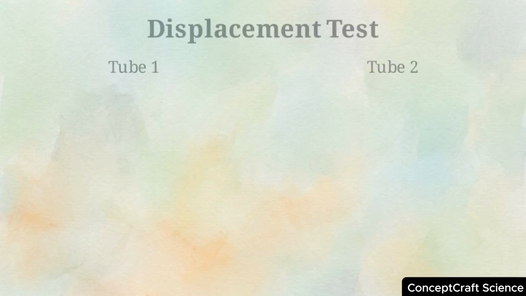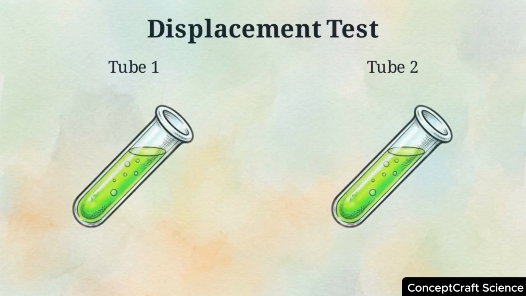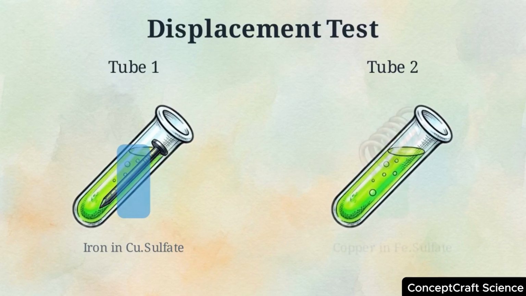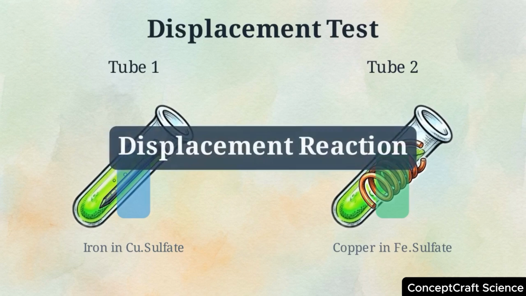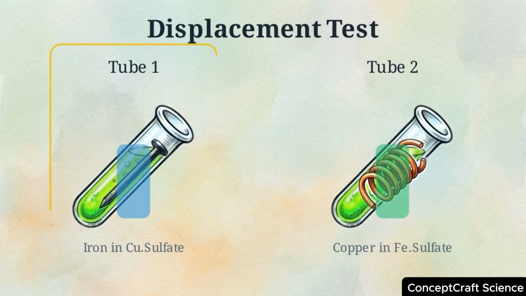Let's test this hierarchy directly by forcing 2 metals to compete. In this split screen, we have an iron nail sitting in a copper sulfate solution on the left and a copper wire inside an iron sulfate solution on the right. We are testing for a displacement reaction. The logic is that a more reactive metal will steal the position of a less reactive metal within a compound.